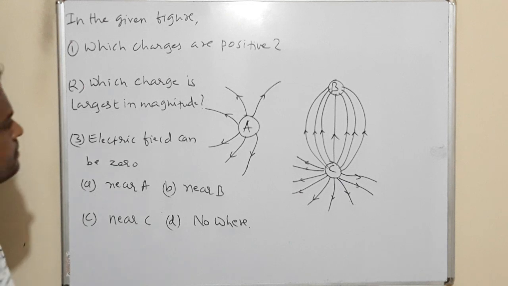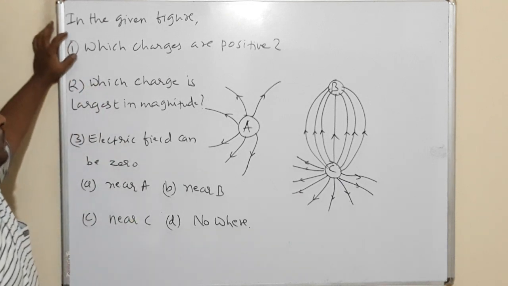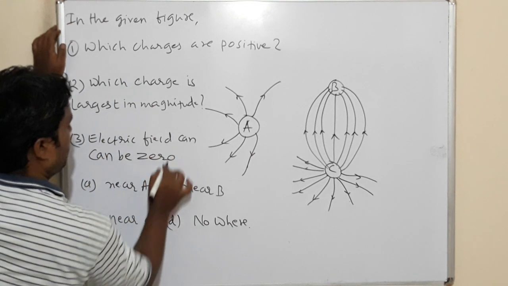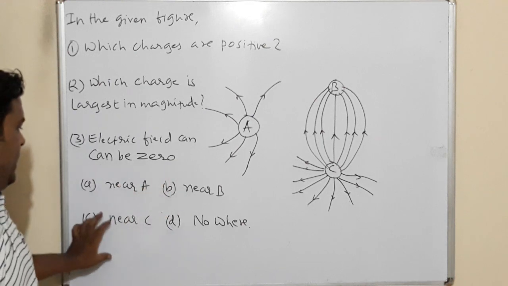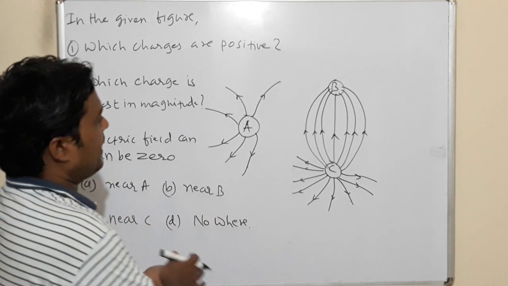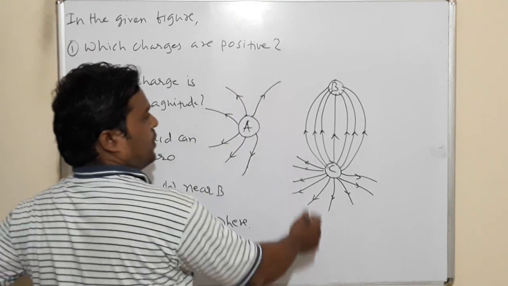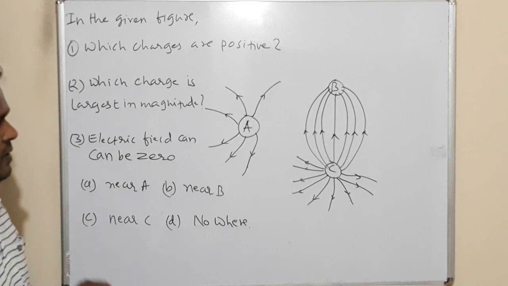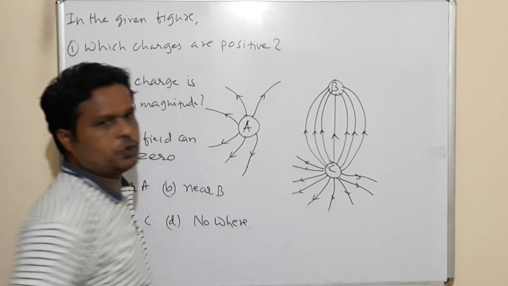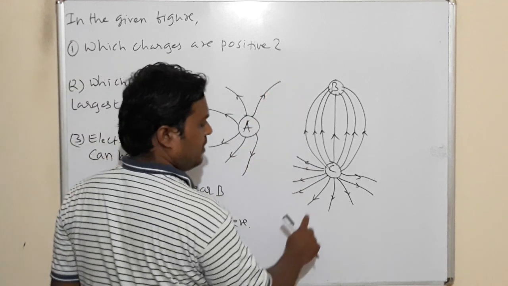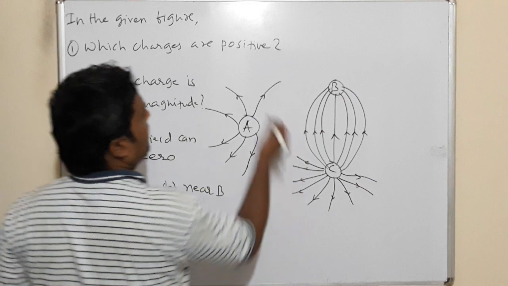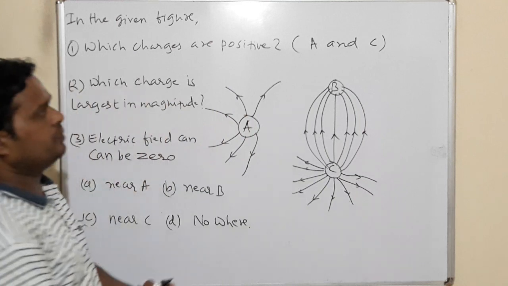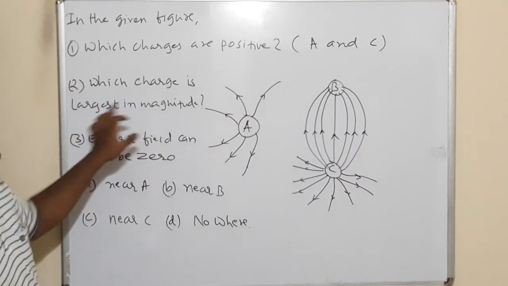Clearly you can say which charges are positive. Electric field can be 0. These are the options: near A, near B, near C, nowhere. Clearly you can say electric field lines go away from the positive charge and they go towards the negative charge. That means which are positive? They are going away from A and away from C. That means the positive charges are A and C.